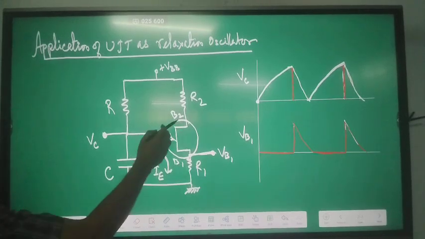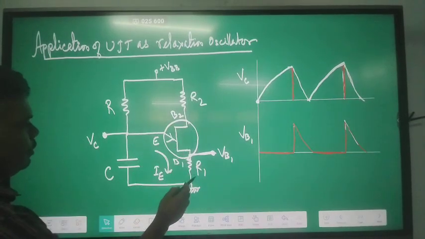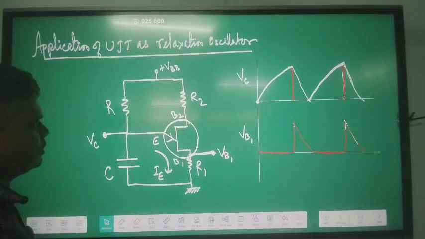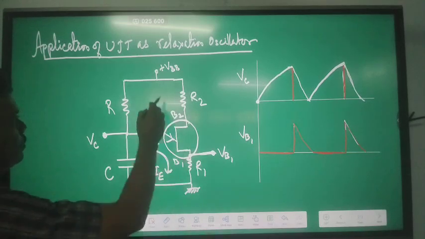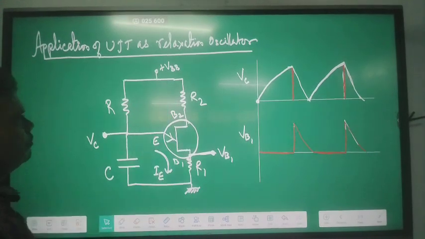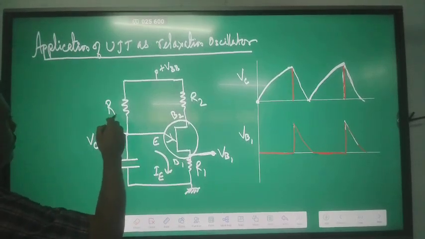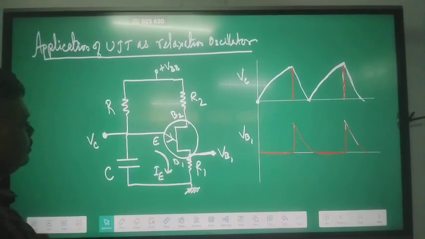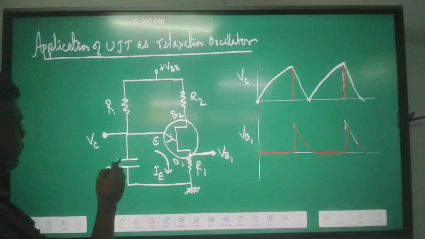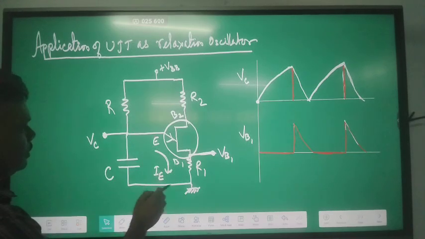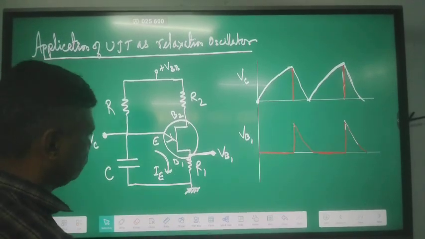Now there are two resistors R2 and R1 which are externally connected to this voltage source plus VBB. There is another resistor R which is connected to the emitter, and a capacitor between the emitter and base 1.